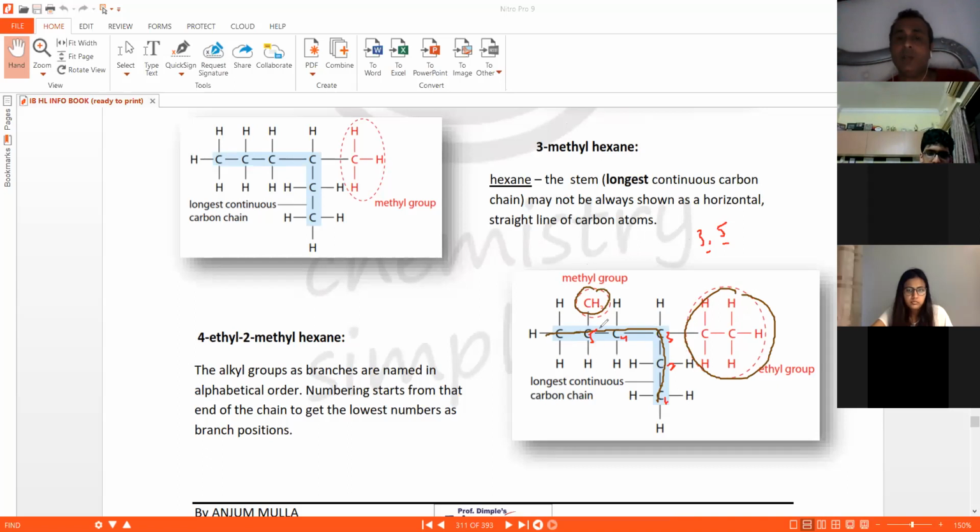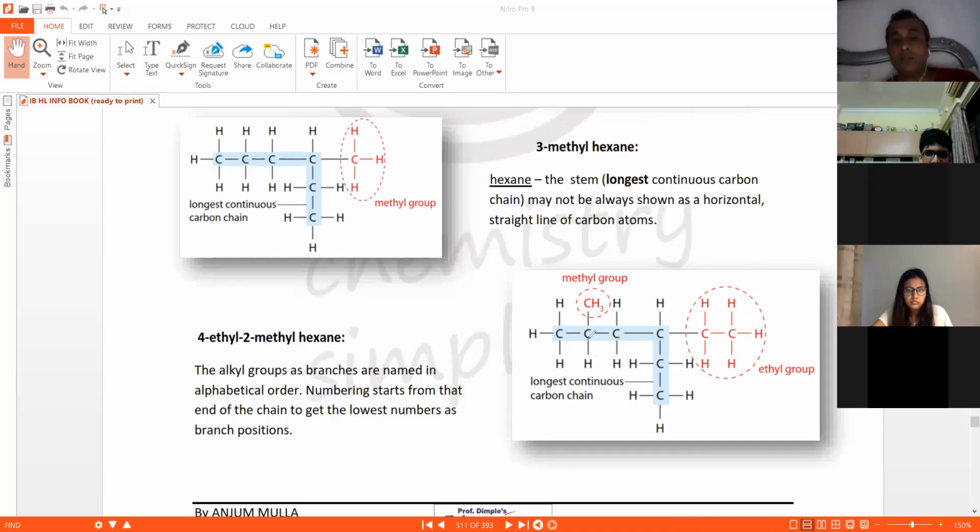If I start counting from the other side, that will be 1, 2, 3 and 4. So I'm getting 2 and 4. So this combination is a smaller number than this combination. So I will reject this. So I will start counting from the left hand side.